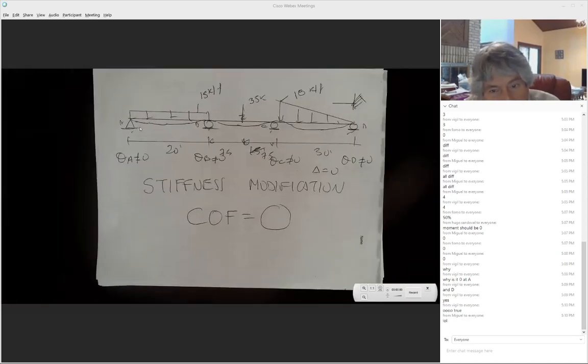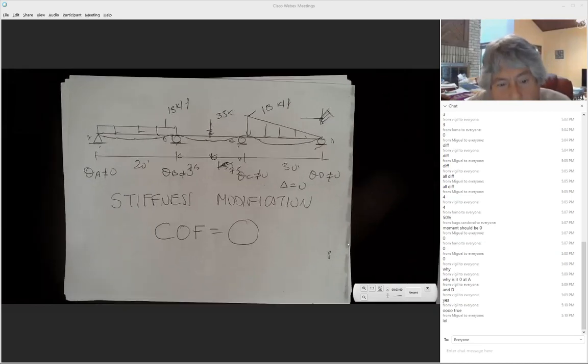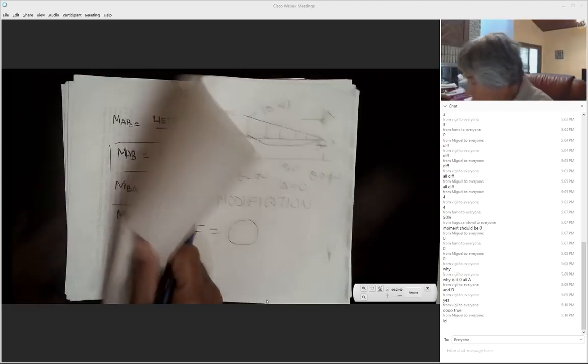So whenever we look at this and we want to reduce the number of unknowns, we modify the stiffness. The carryover equal to 0. I'm going to show you. I know that you need to go to a different class or have dinner or whatever, but I'm going to show you how we started today.